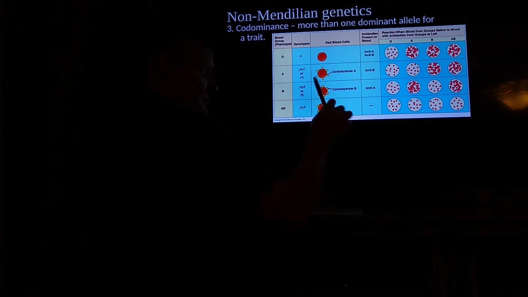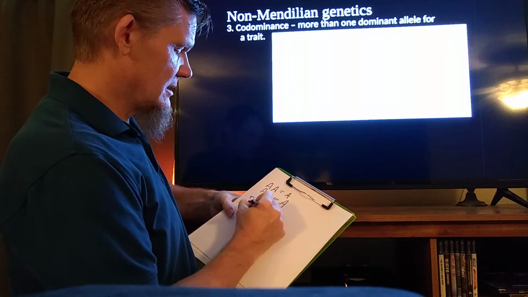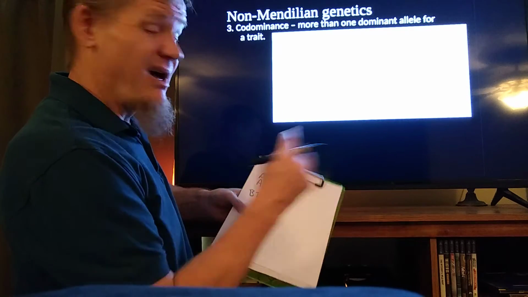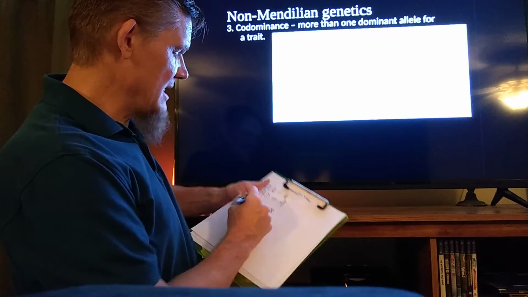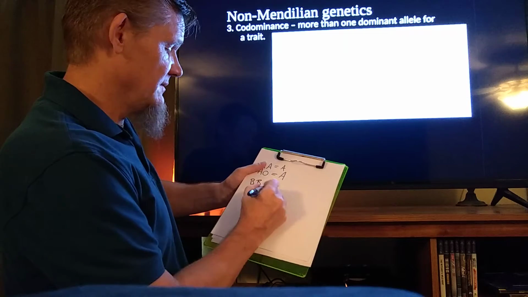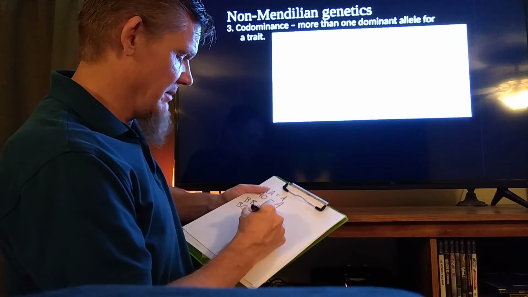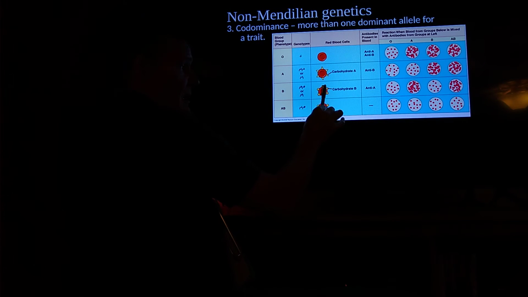B is dominant. So if I get 2 copies of the B gene, I'll have type B blood. If I get a B and an O, B is dominant, O is recessive, I still have type B blood. B is a different kind of molecule on the surface of the red blood cell. If I get 2 B genes, I have type B blood. If I have a B and an O, I still have type B blood.